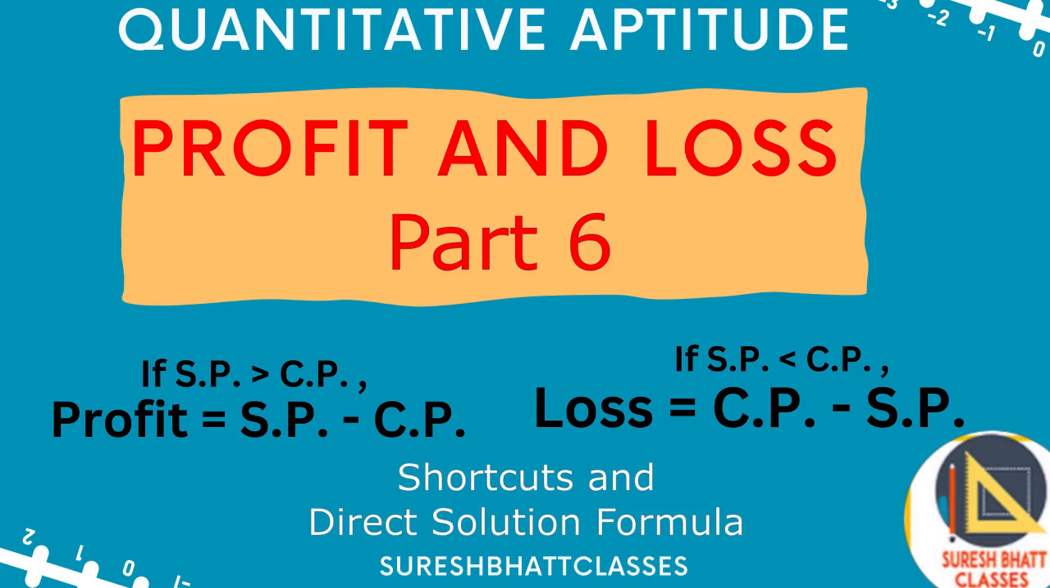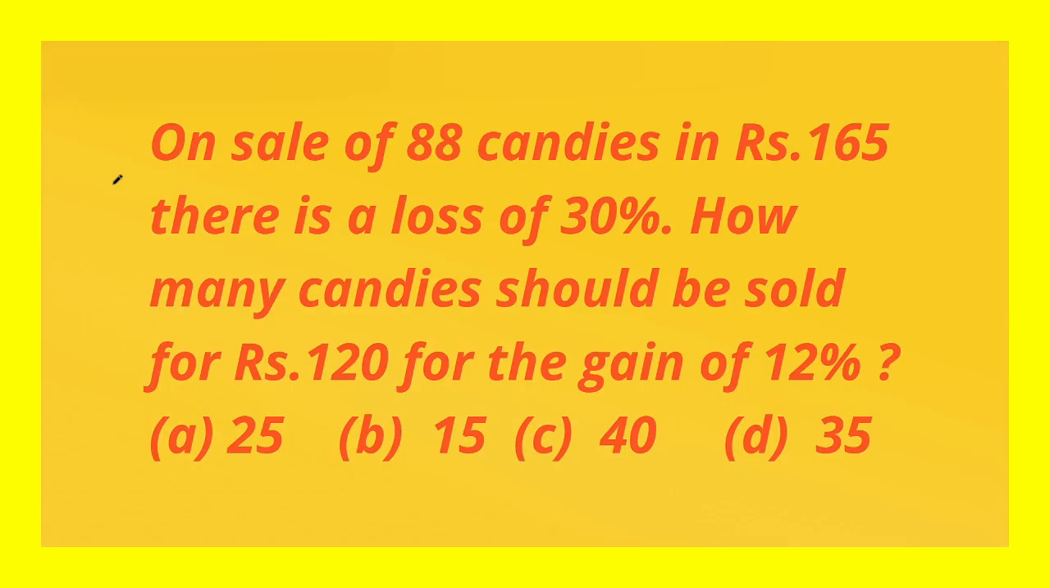Quantitative aptitude video on profit and loss. We are solving few more questions in continuation of previous video. Our question is on sale of 88 candies in rupees 165. There is a loss of 30%. How many candies should be sold for rupees 120 for the gain of 12%? Our options are option A 25, option B 15, option C 40, option D 35.